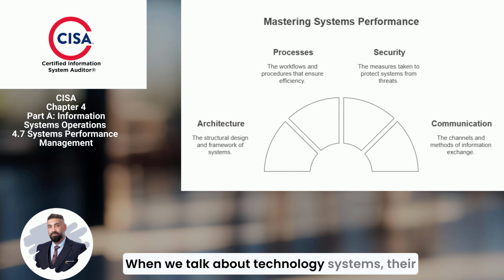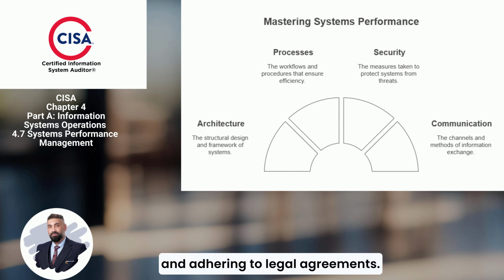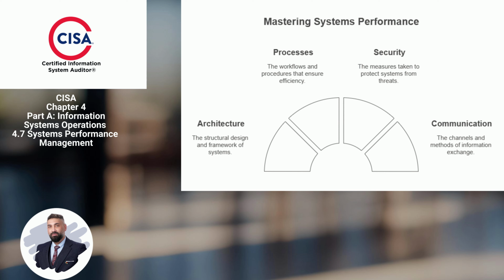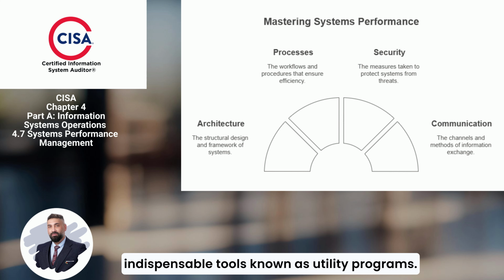When we talk about technology systems, their efficiency doesn't magically happen on its own. Behind the scenes, specific strategies and tools work tirelessly to ensure these systems function optimally. Imagine a backstage crew managing everything from maintenance routines to planning resources and adhering to legal agreements. Each actor in this hidden story plays a unique role, from software tools that keep systems healthy to management practices that ensure fair use of technology. Let's break down these concepts into their core components, starting with some indispensable tools known as utility programs.